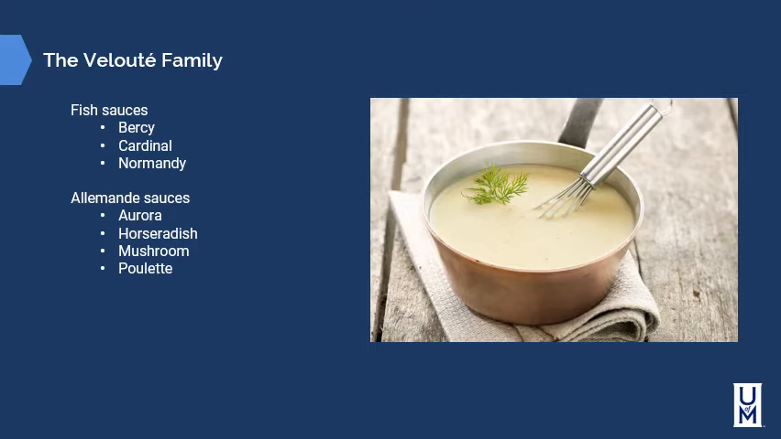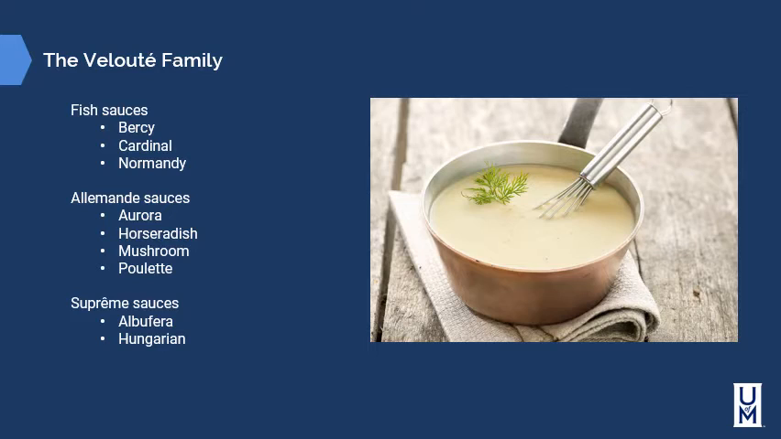Some of its derivations: sauce aurore, aurore being the French word for sunrise, from adding tomato paste. Horseradish sauce adds dry mustard and freshly grated horseradish for a little kick. Mushroom sauce is sautéed sliced mushrooms and butter with white wine, finished with a little chopped parsley and chives. And sauce poulette, or poulet sauce, is finished with sliced mushrooms and shallots in butter, then a little lemon juice and chopped parsley.